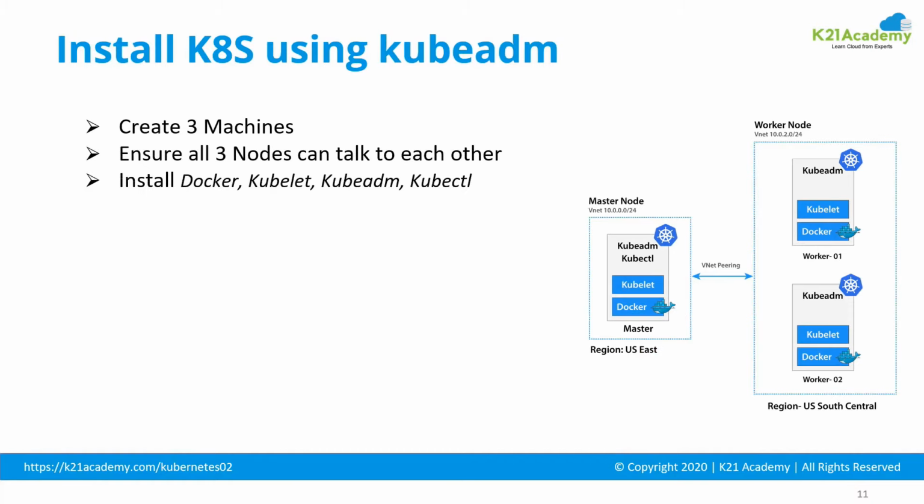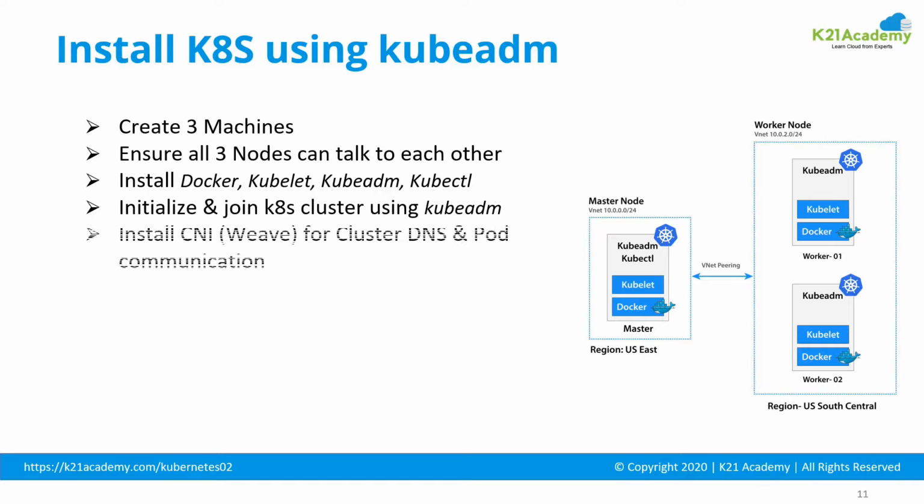So just to do a quick recap, you'll first be creating 3 machines, then ensuring that all 3 machines can talk to each other. We created these 3 machines on Azure Cloud. We enabled network peering and we opened the port numbers through the Network Security Group or NSG. Then we installed Docker, Kubelet, Kubeadm, and Kubectl software. Then we initialized the Kubernetes cluster using kubeadm init. And then we joined both worker nodes to this master node using the kubeadm join command.